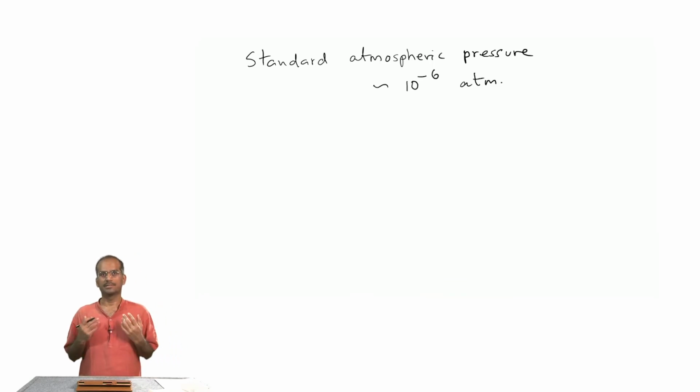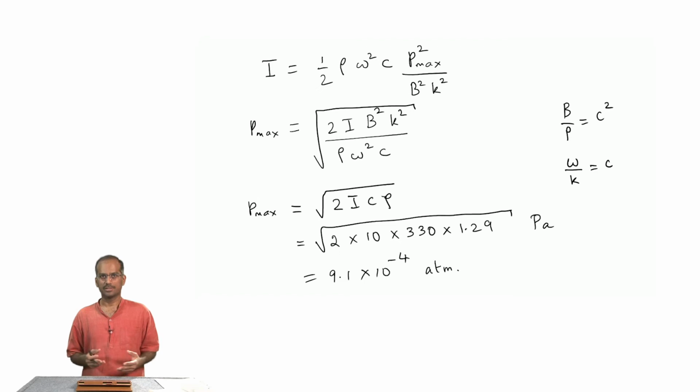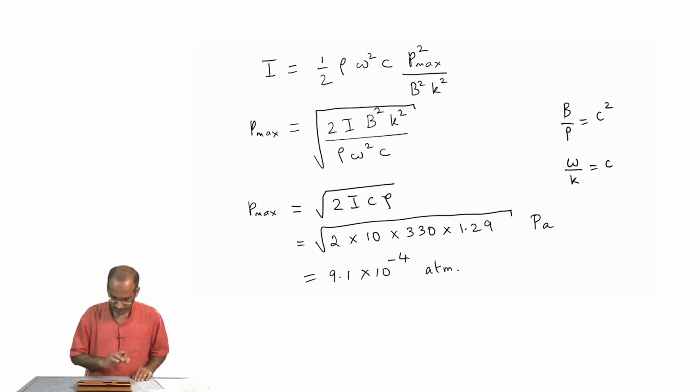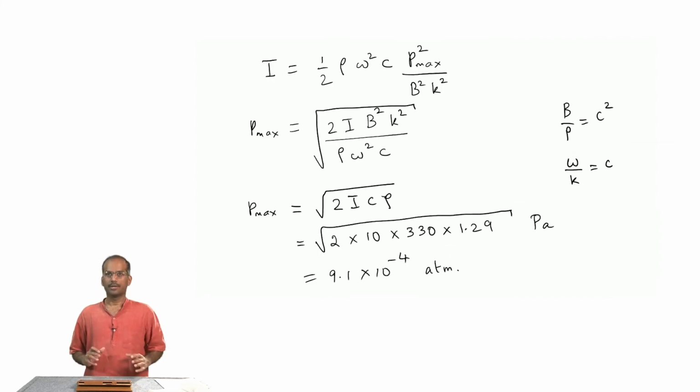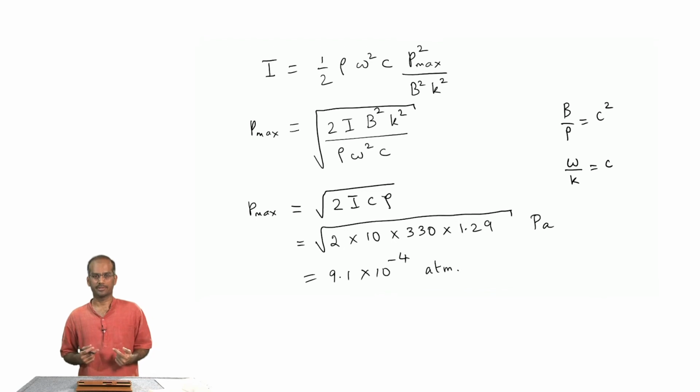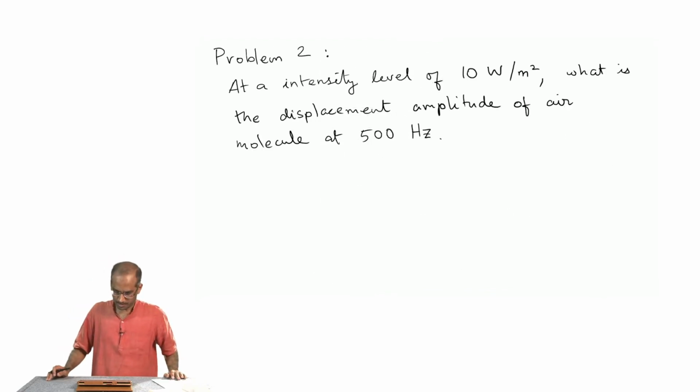So, which means that if you are exposed to such a sound whose intensity is like 10 watts per meter square, we are talking of 100 times more pressure on your, let us say, the eardrum than what is imparted by the standard atmospheric pressure. The next problem is as follows.